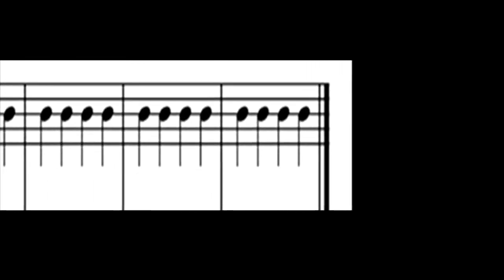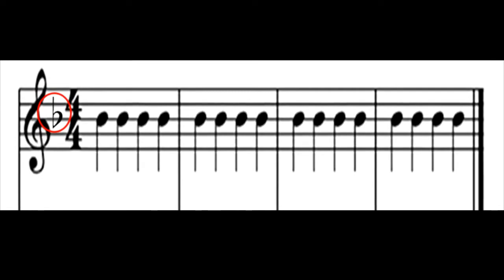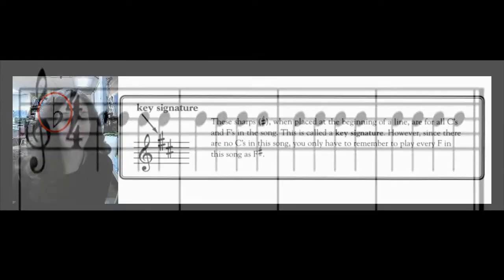I mean, take a look at this. There are 4 B naturals, right? There's nothing here to tell us otherwise. Well, unless we zoom out and realize that we forgot to take note of the key signature way back there.